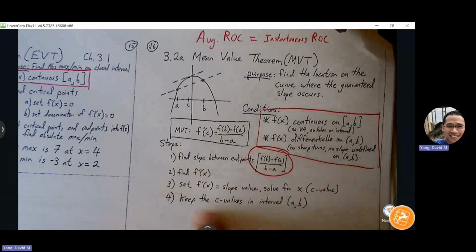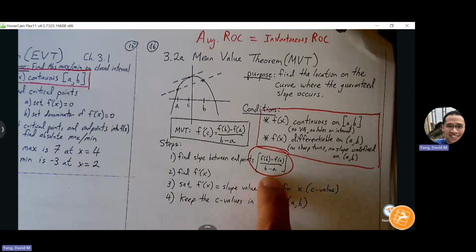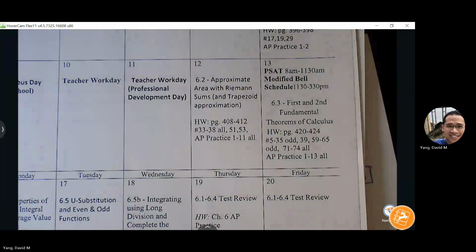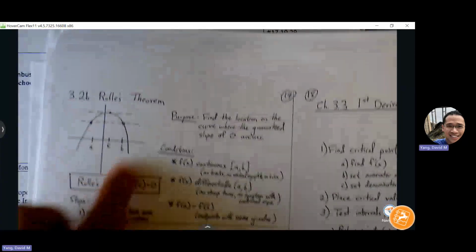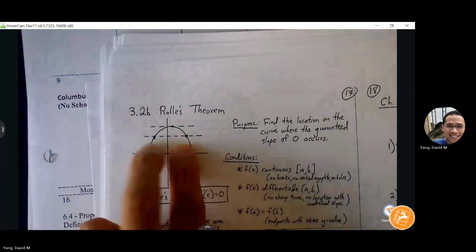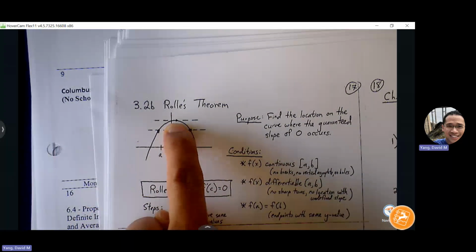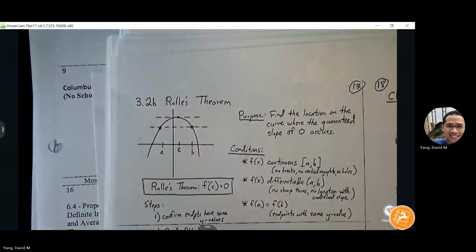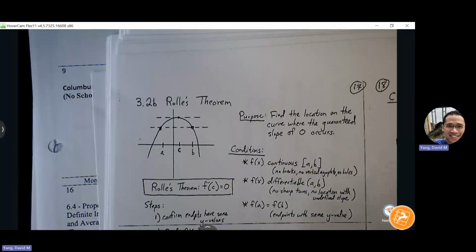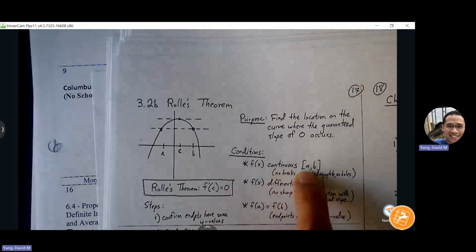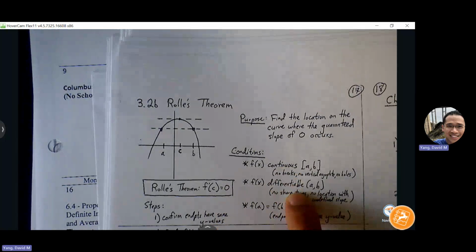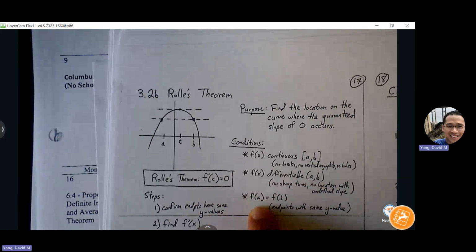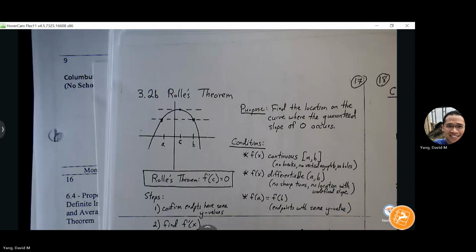And then we go through the same steps. Set f prime equal to 0. In this case, it's always going to be equal to 0 if it's Rolle's theorem. Okay, so that's what we're trying to target here. But in order for a slope of 0 to be guaranteed, the endpoints have to exhibit the same y values. So conditions are very similar. Continuous on the bracket, differentiable on the open parentheses. And then our endpoints have to produce the same y values.